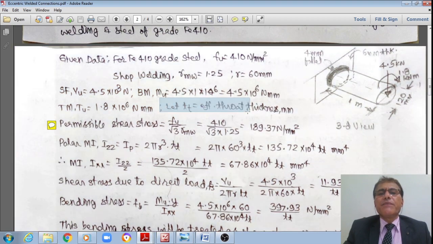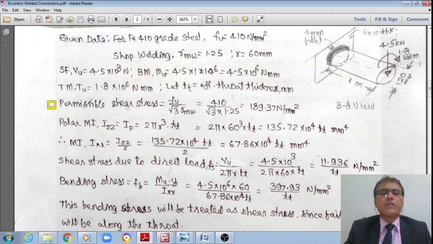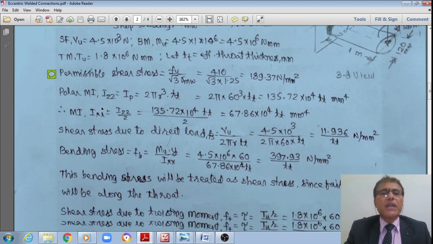Let tt be the effective throat thickness of this fillet weld, which I want to calculate now. That is my design. Designing the fillet weld means you propose the size of that fillet weld.